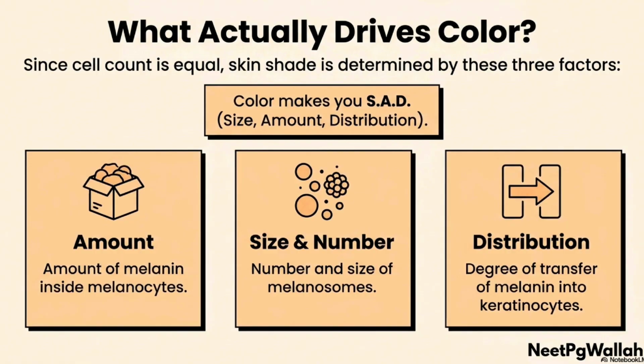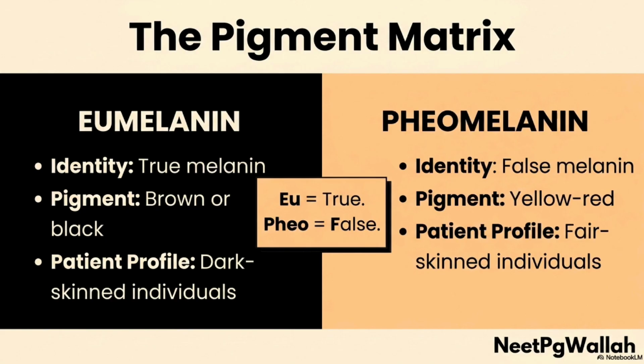Let's dive just a bit deeper into that cargo, because it essentially comes in 2 distinct flavors that make up the pigment matrix. On the left side here, we have eumelanin. Now, in biology, the prefix eu means true, so eumelanin is the true melanin, and that provides the really rich brown and black pigment predominantly found in dark-skinned individuals.